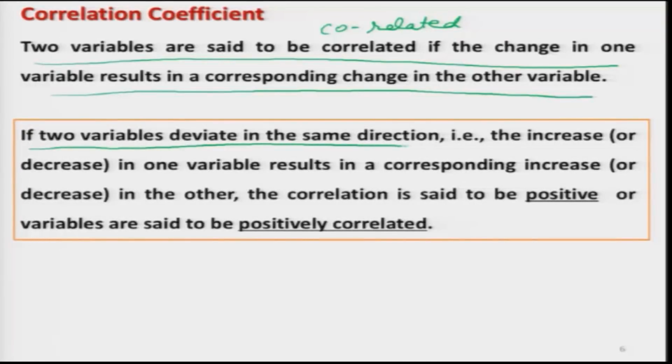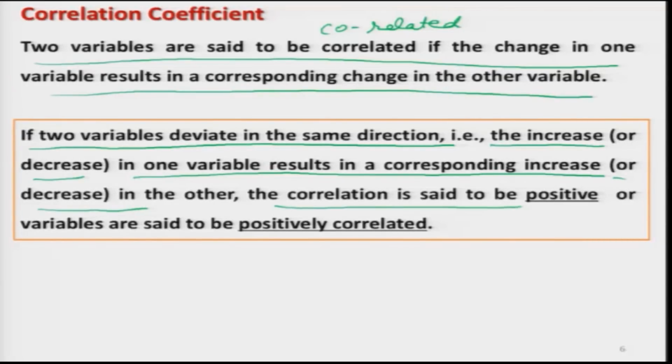So we can say here that if two variables deviate in the same direction, that is, the increase or, equivalently, the decrease in one variable results in a corresponding increase or decrease in the other variable, then in this case the correlation is said to be positive, or the variables are said to be positively correlated.